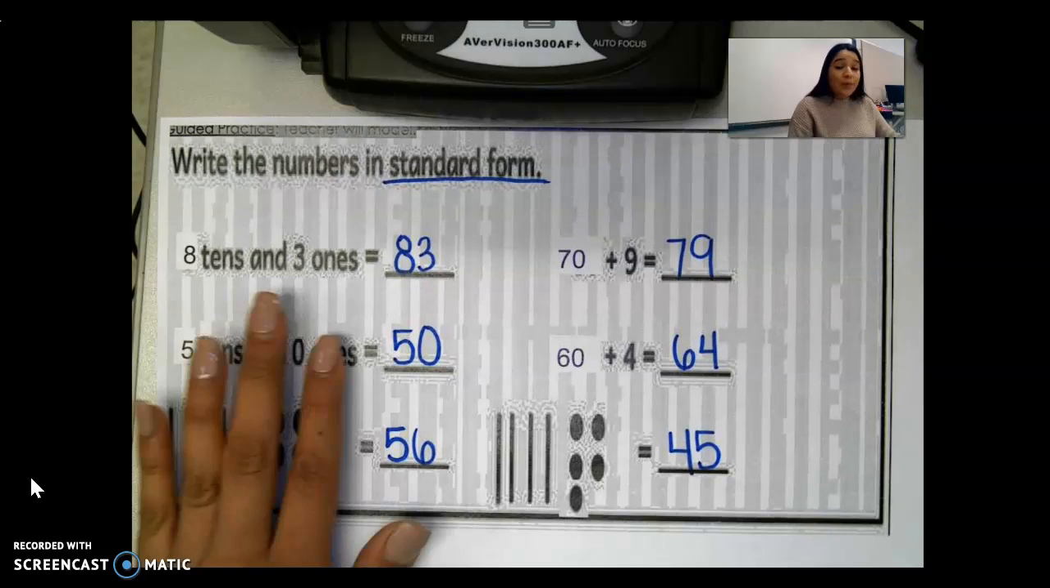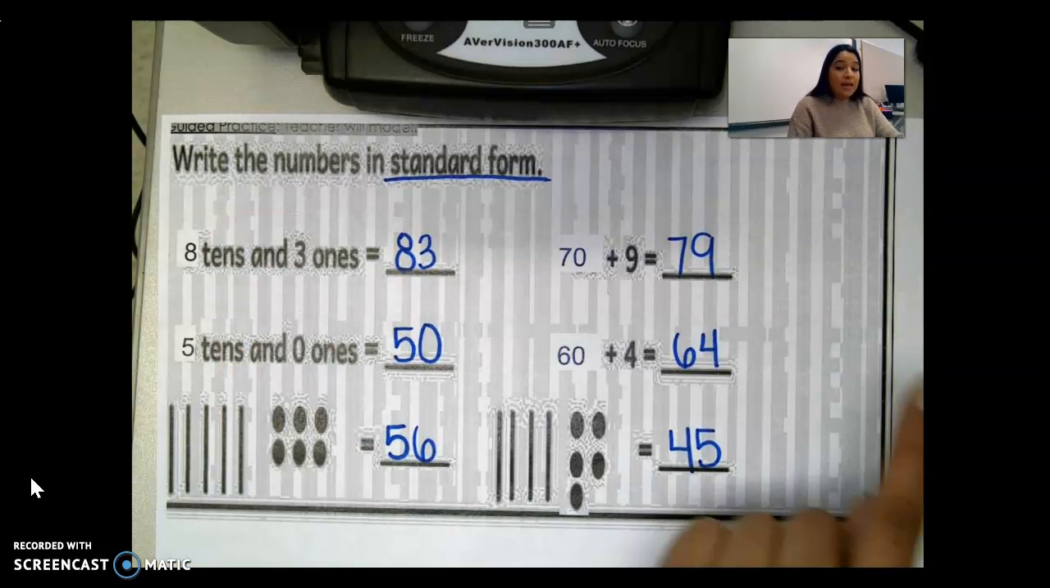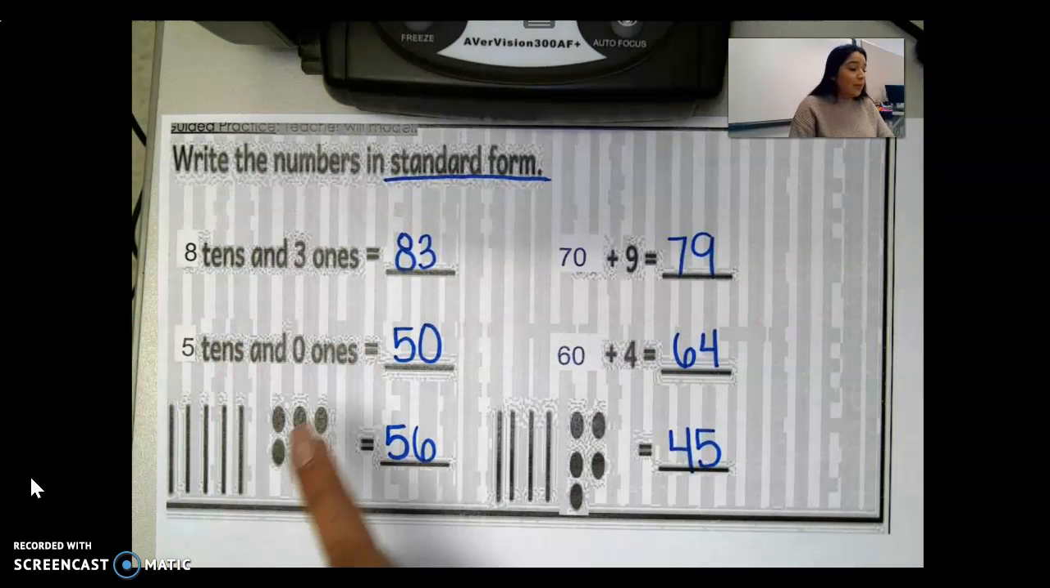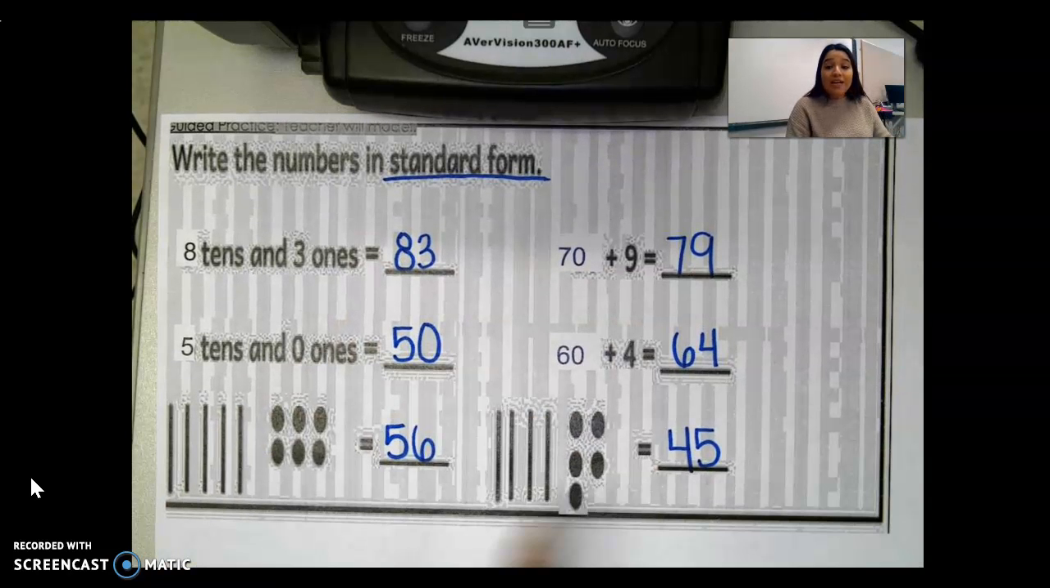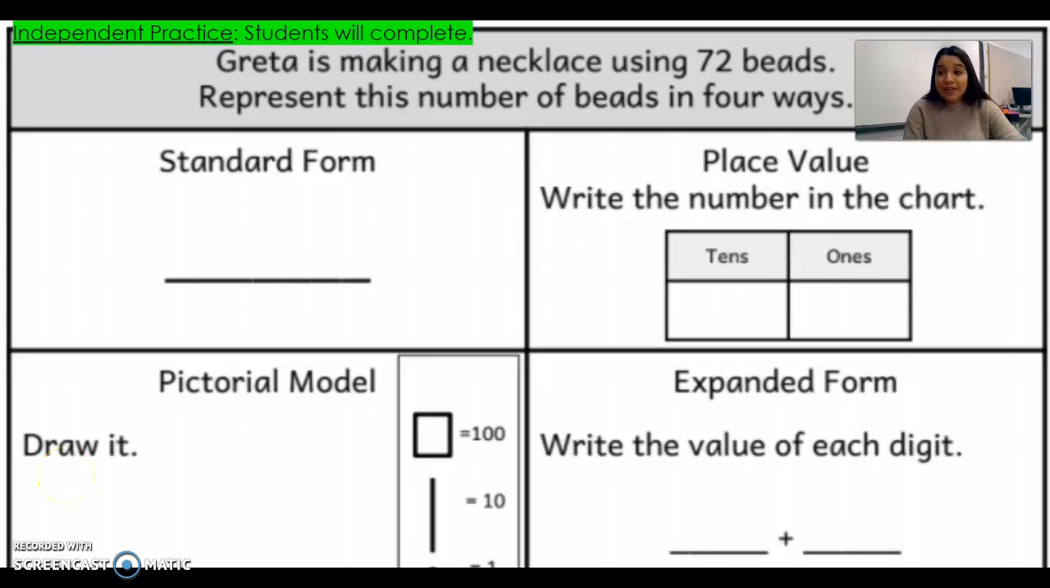Wow! We saw different types of ways in order to represent numbers. And we wrote them in their standard form. Let's look at your activity for today. For your activity for today, you are going to go ahead and represent a number in 4 different ways, just like we did in today's lesson.